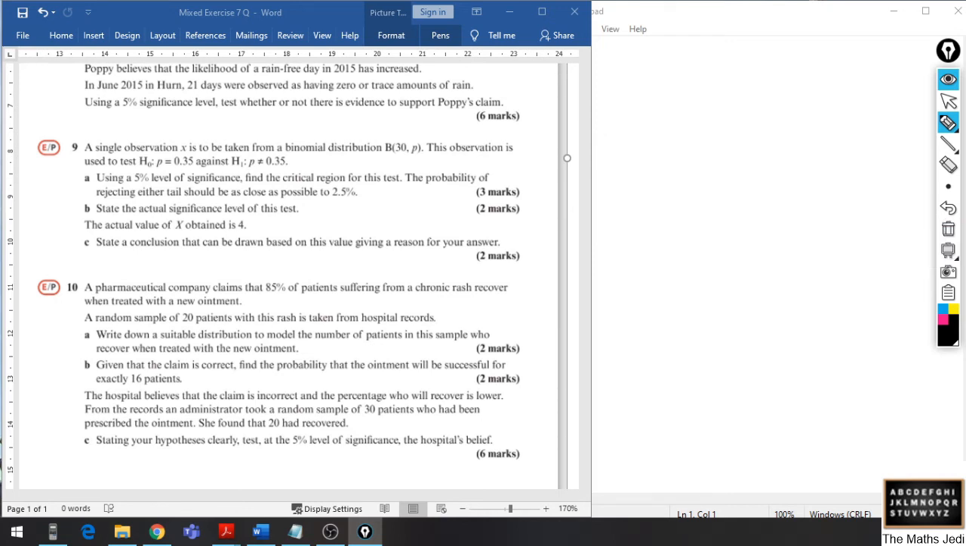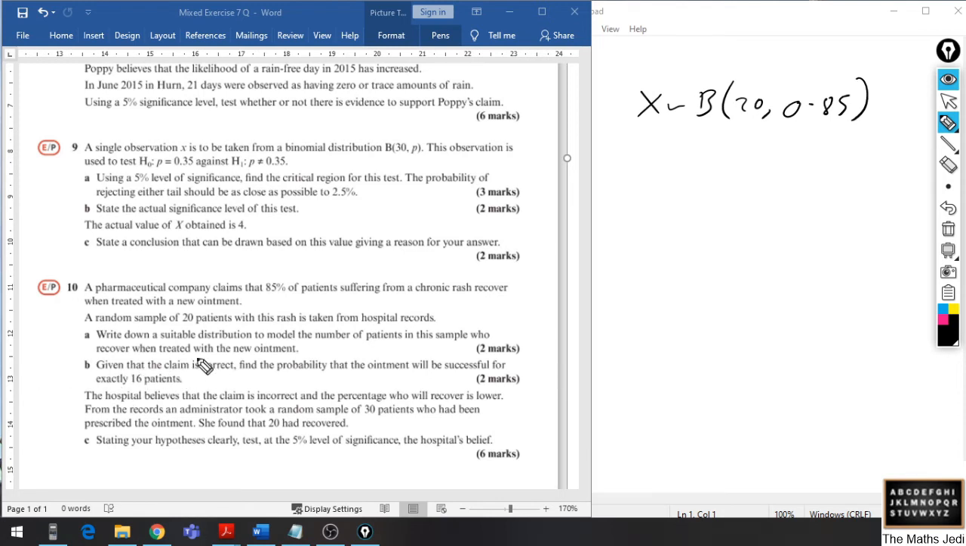So number 10, real quick, the very last one. A pharmaceutical company claims that 85% of patients suffering from a chronic rash recover. A random sample of 20 is taken. So again, my automatic response is to write down the binomial distribution for this. We've got a size 20 and probability 0.85. And we're being asked to write that down. We're not being asked to give reasons, but the reasons for this, there are many. I've gone through them in previous videos.